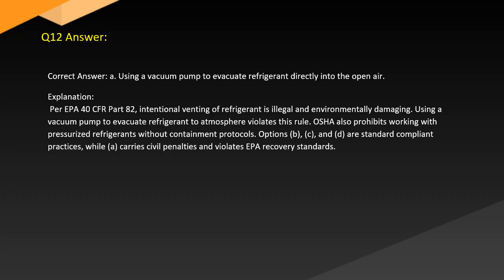Answer. Correct answer A. Using a vacuum pump to evacuate refrigerant directly into the open air. Explanation: per EPA 40 CFR Part 82, intentional venting of refrigerant is illegal and environmentally damaging. Using a vacuum pump to evacuate refrigerant to atmosphere violates this rule. OSHA also prohibits working with pressurized refrigerants without containment protocols. Options B, C, and D are standard compliant practices, while A carries civil penalties and violates EPA recovery standards.